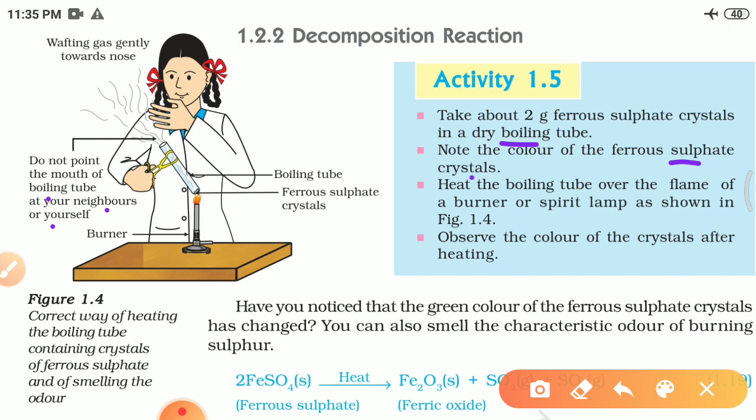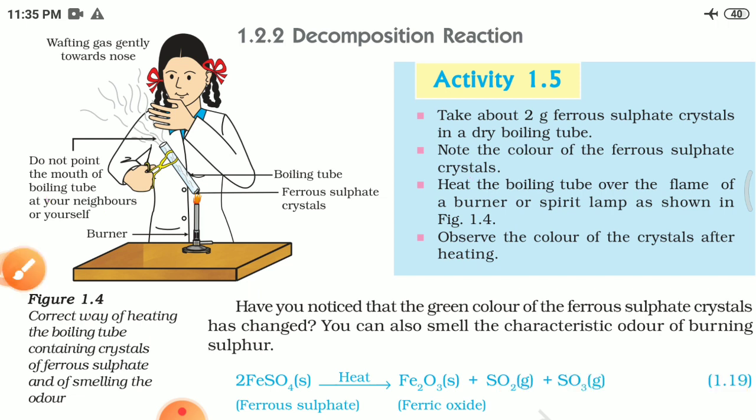Then the reaction here is ferrous sulfate, FeSO4, crystals which are green in color. When it is heated, it changes into Fe2O3 solid plus SO2, sulfur dioxide gas, plus SO3, sulfur trioxide gas. In this reaction, we observe that a single reactant breaks down to give simpler products. This is a decomposition reaction.